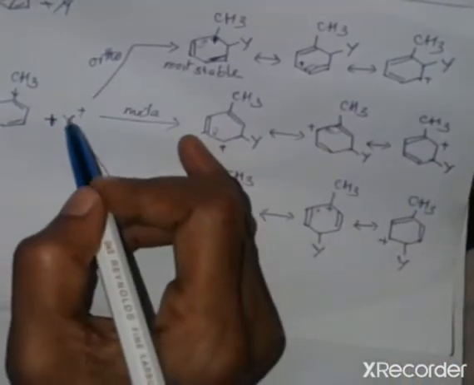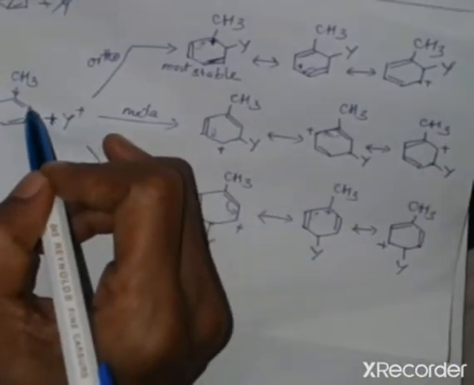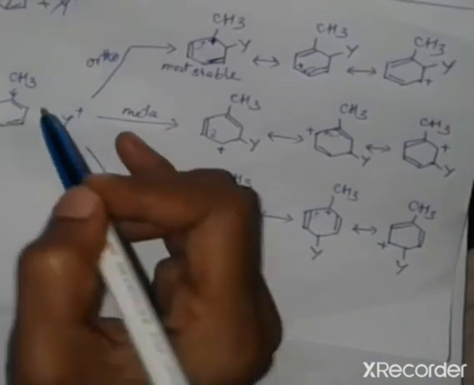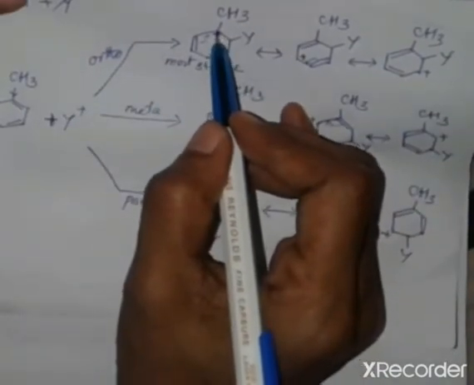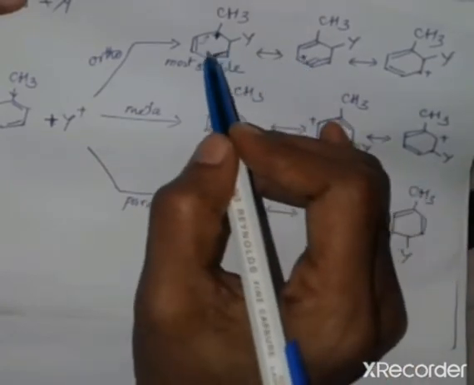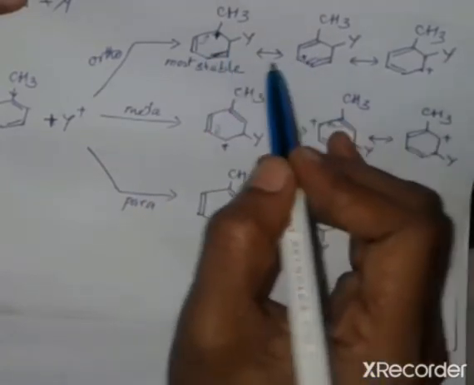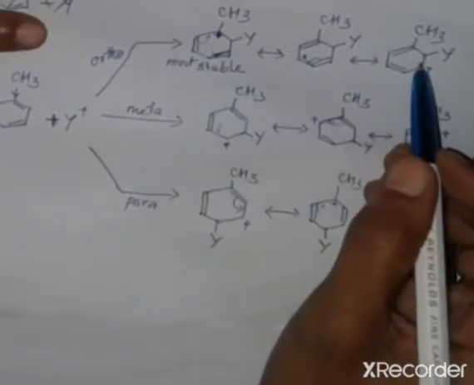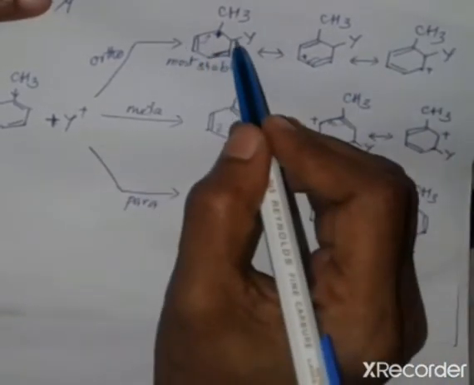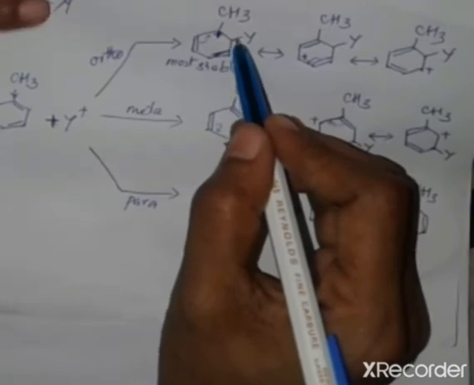And here, if the Y attacks at the ortho position of this benzene ring, we can first get a carbocation with a positive charge here, and it is resonance stabilized, and we can get the positive charge here and here. And these are the three resonance structures when Y attacks the ortho position.